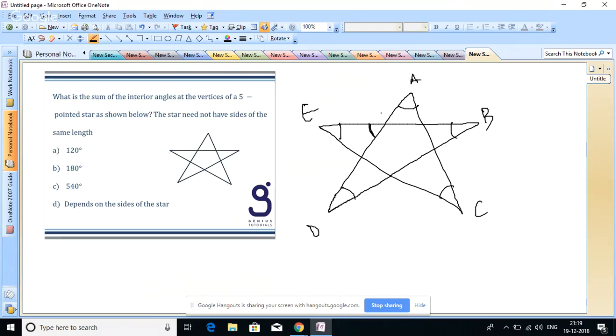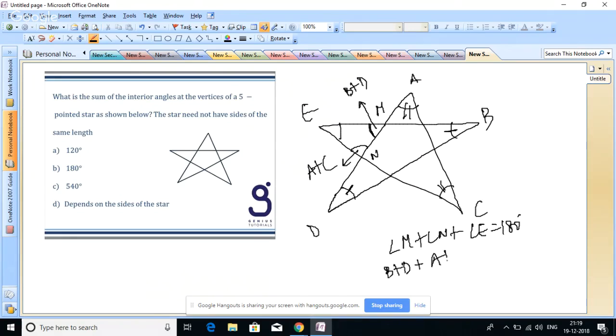You can use a very simple method. Say this point is M. We can say that by applying the exterior angle property, M is equal to B plus D. Similarly, if say this point is N, then this is equal to the sum of these two, by the exterior angle property, A plus C. Now we can say that angle M plus angle N plus angle E is equal to 180, where angle M is B plus D and angle N is A plus C, and this is E. So the sum of all these angles is 180 degrees. So the correct answer to this question is B.